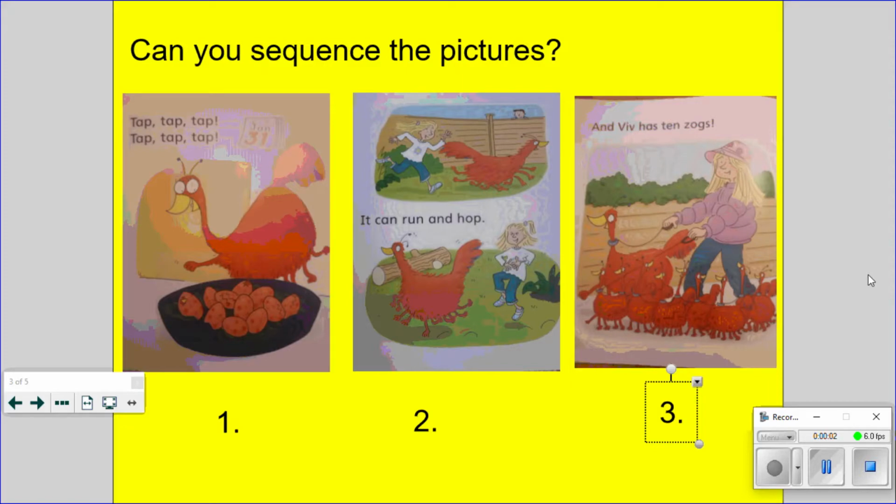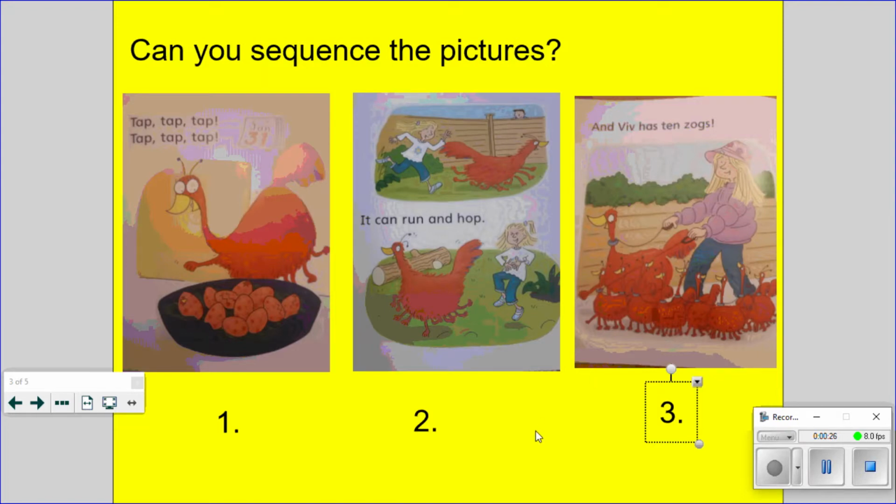Here are your pictures to sequence. Can you put them in the correct order? Number 1. Here's the zog with her eggs. 2. Here is Viv playing in the garden with her zog. It can run and hop. And here is Viv with 10 zogs.